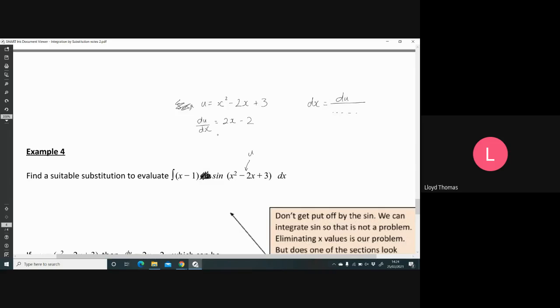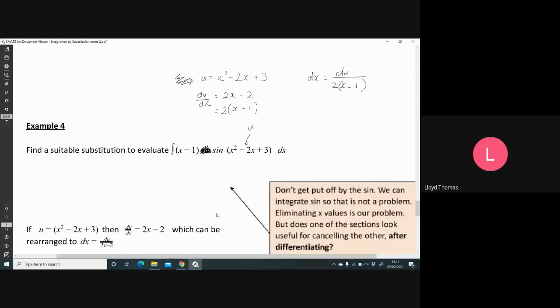Well, hopefully you can notice that that factorizes to 2 brackets x minus 1, where I have a bracket of x minus 1 and a bracket of x minus 1. And they're going to cancel out, because what I'm going to do is rearrange this to get dx equals du over 2 brackets x minus 1. And that's what's going to be substituted in, along with u for this part here.